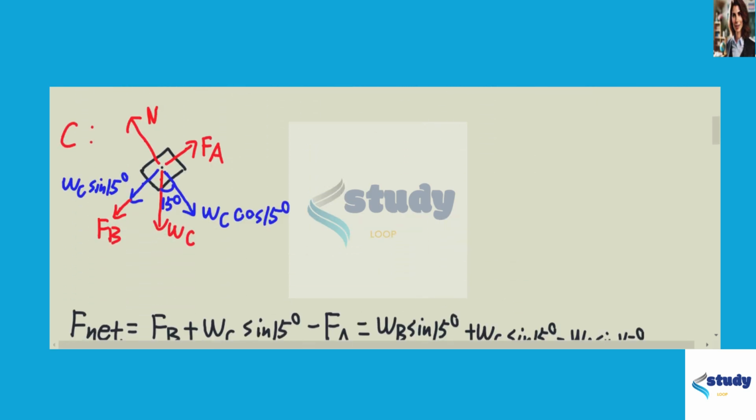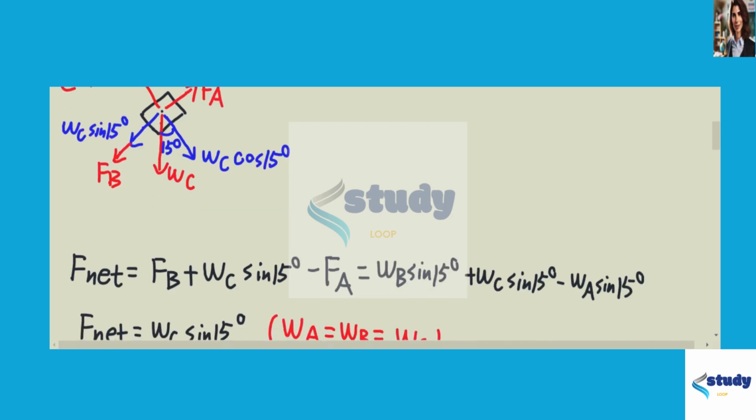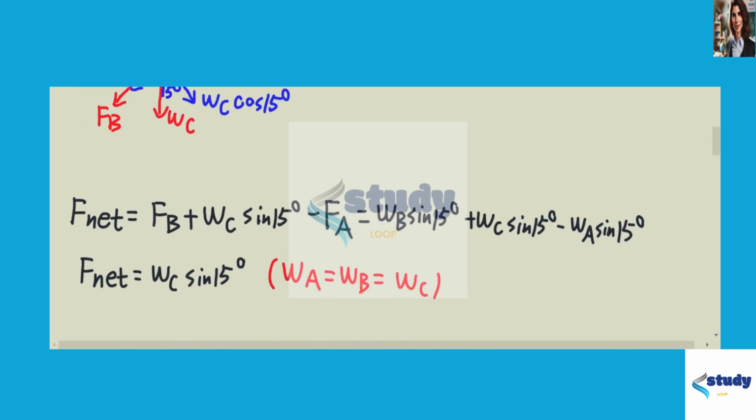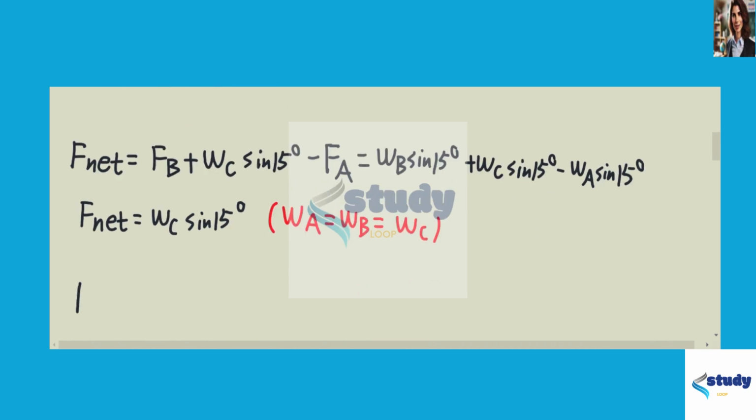And this is the free body diagram for package C. And we know the net force along the surface for package C should be FB plus WC sine 15 degrees minus FA, which eventually will have F net is equal to WC sine 15 degrees, since WA is equal to WB equal to WC. Okay, so therefore let's determine the net force on package C along the surface, which is equal to 39.2 Newtons, and then times sine 15 degrees. And this will give us the net force is about 10.15 Newtons.